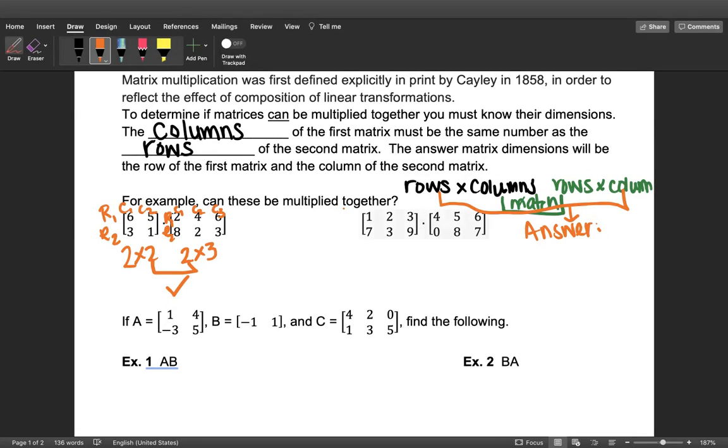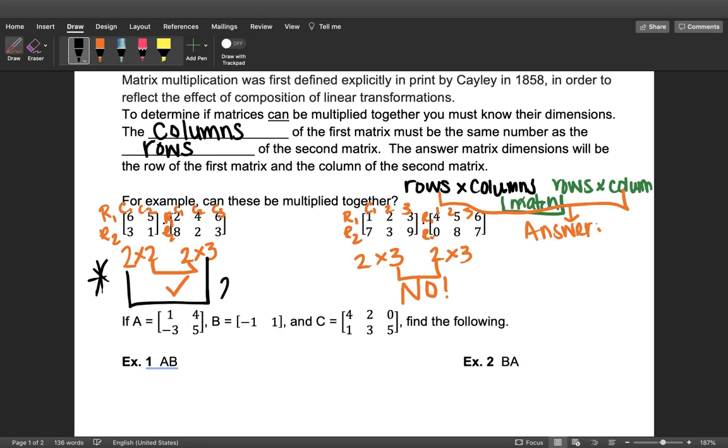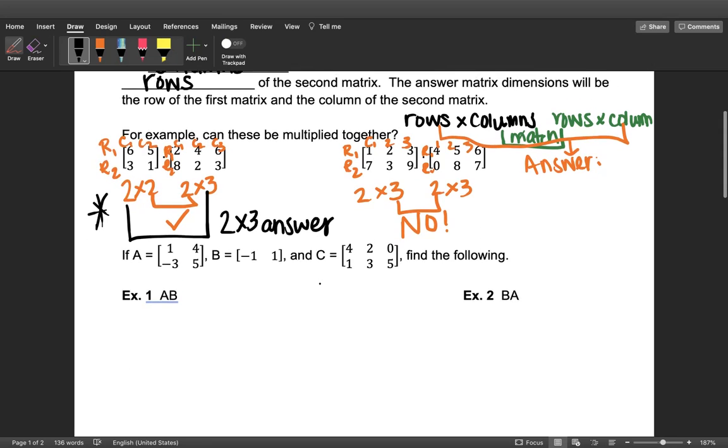Okay, so let's look at this next one. I have two rows and three columns. So this is a 2 by 3. This one I have two rows and three columns. So this would be a 2 by 3. 3 and 2 match? Nope. So they cannot be multiplied together, okay? The answer of this one here, though, would be a 2 by 3. Okay? So let's look at what it's giving us below.